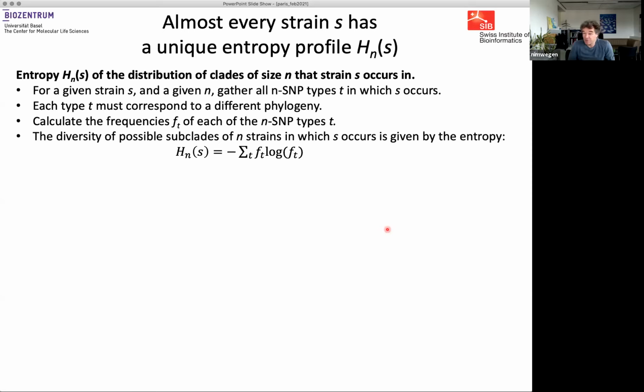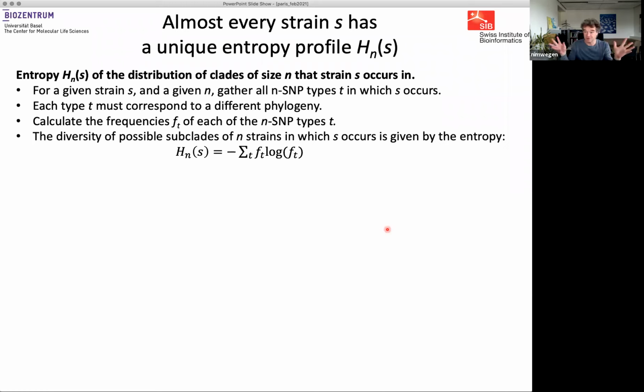All right, another way that you can look at the structure in these recombinations between different lineages is to make what we call an entropy profile. So notice that if I have some strain S and I take some number n, let's say n is 4, so I'm going to look at quartets. So now let's look at all the quartets in which strain S occurs. Each of these quartets is inconsistent with each other, right? You cannot have two different quartets in which S occurs in the same tree, okay?